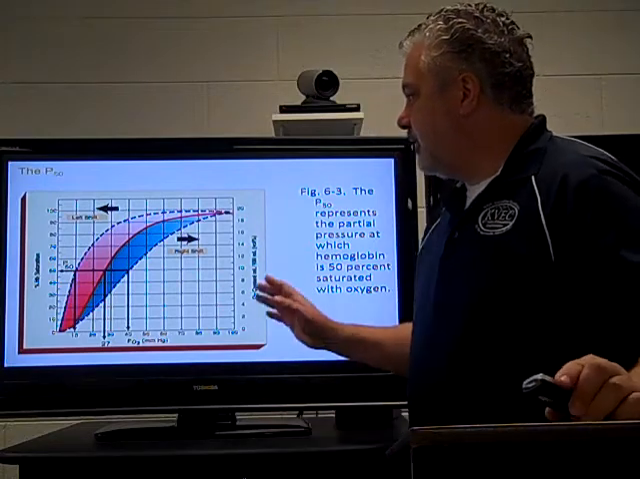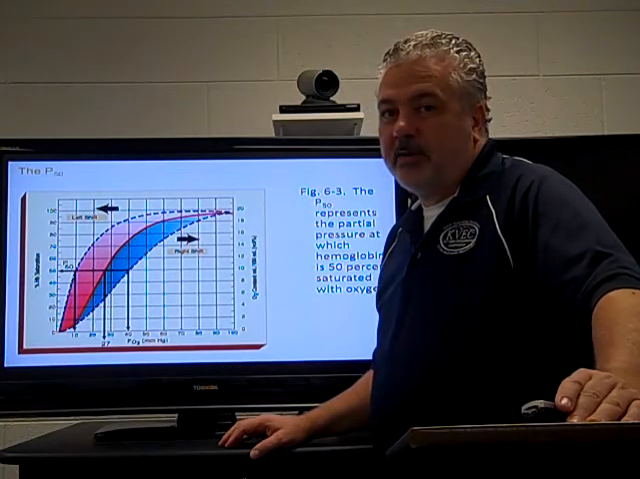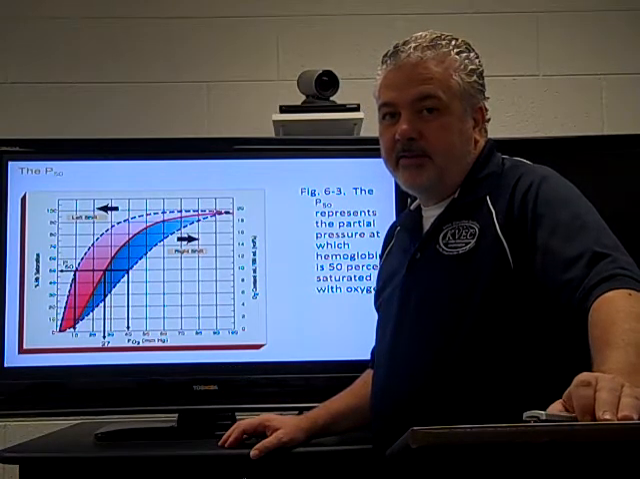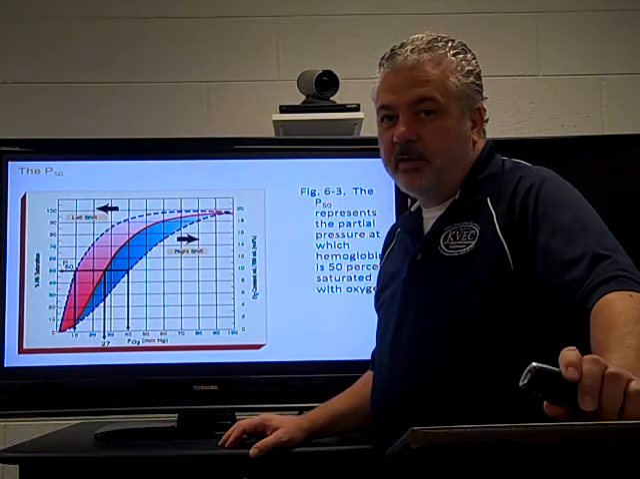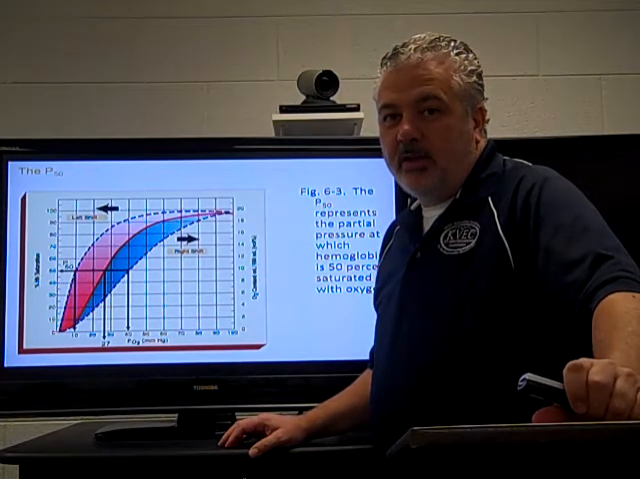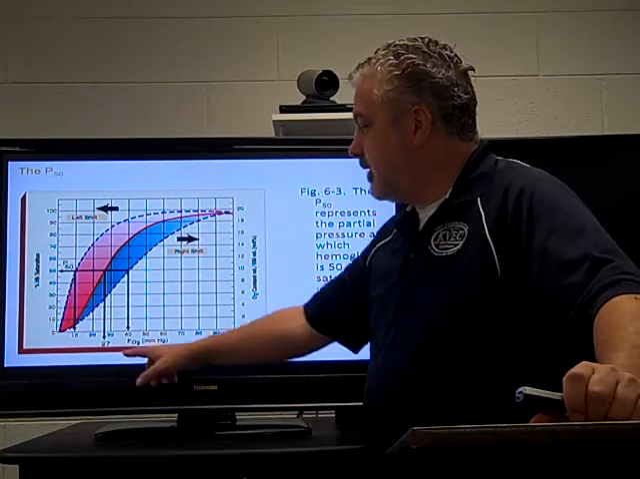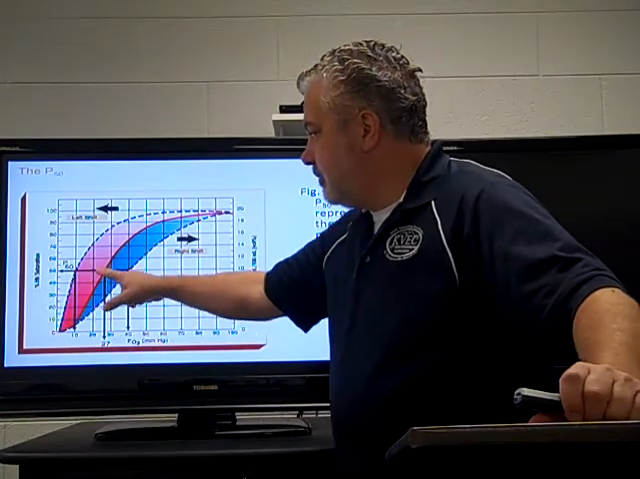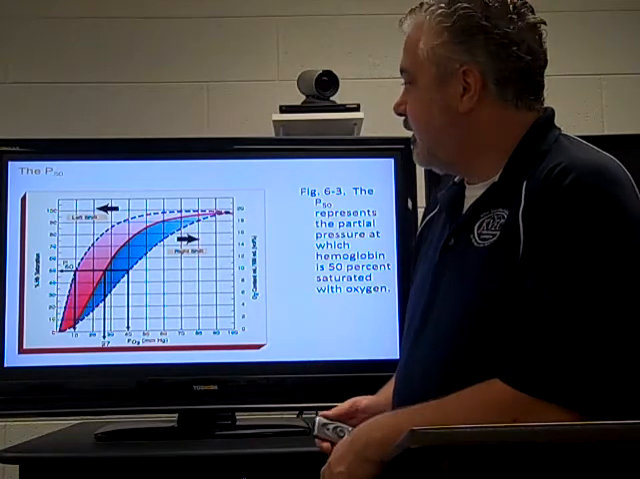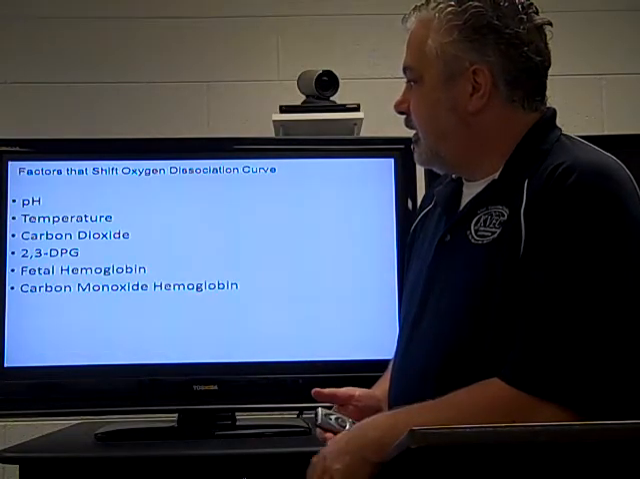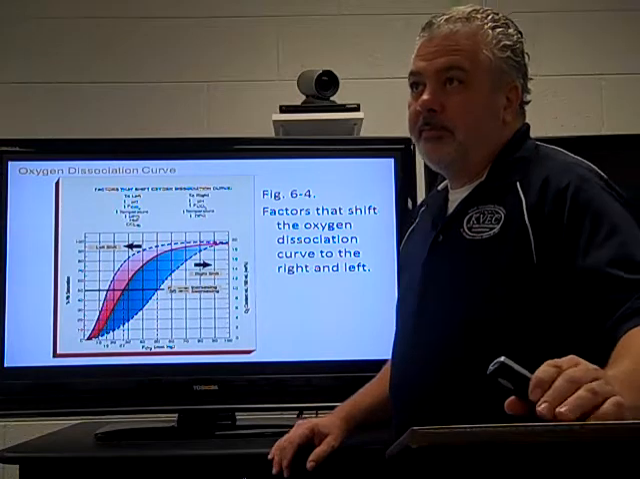Now we'll talk about the shift of the curve, but here's P50, as we talked about before. P50 is the partial pressure of oxygen that it takes to saturate 50% of the hemoglobin. For a normal adult in a normal blood environment, it's going to be around 27 millimeters of mercury to get 50% of the hemoglobin saturated, and that's what these arrows are depicting. There are things that shift the curve to the right or to the left, and what you're going to need to do is know what direction the factors move in order to shift that curve.